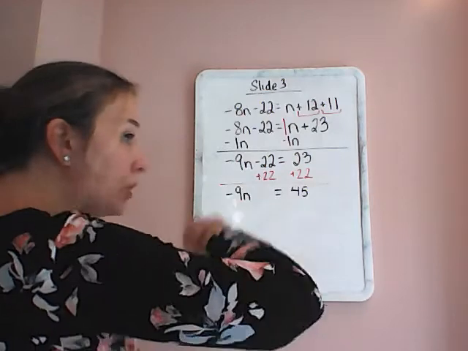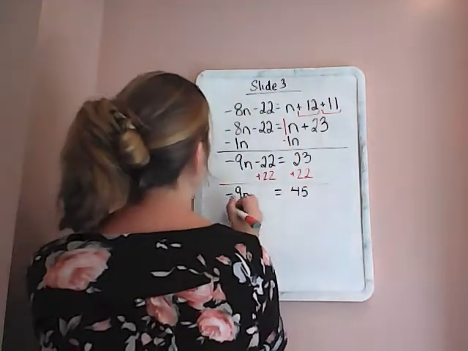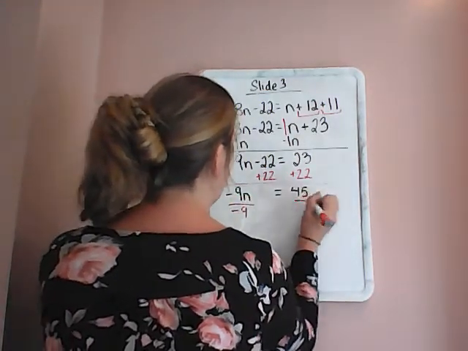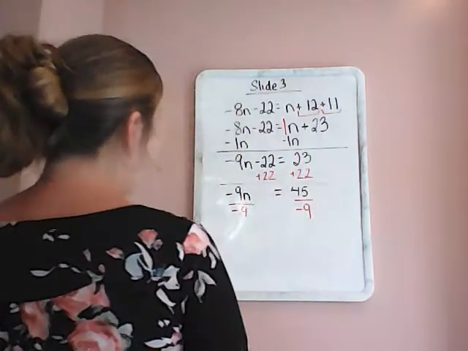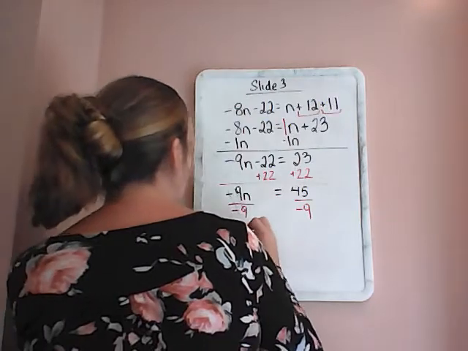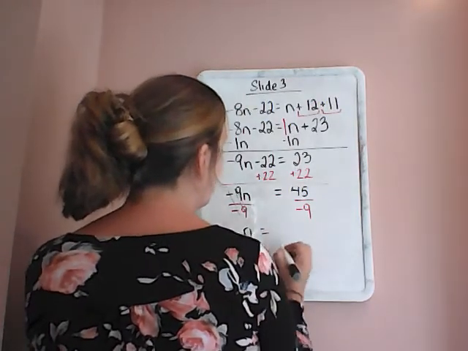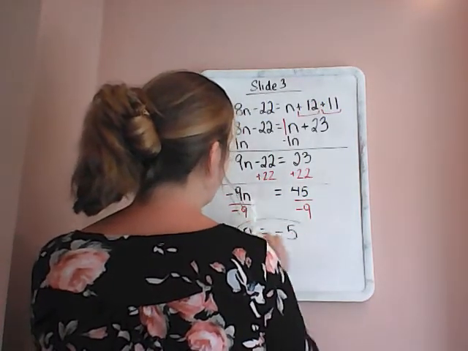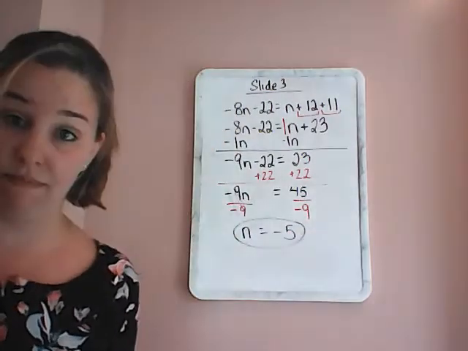And now it's negative 9 times n. To do the inverse operation, you're going to divide both sides by negative 9. Negative 9 over negative 9 is 1. That's why we did that. We have n equals negative 5. And that's how that's done.